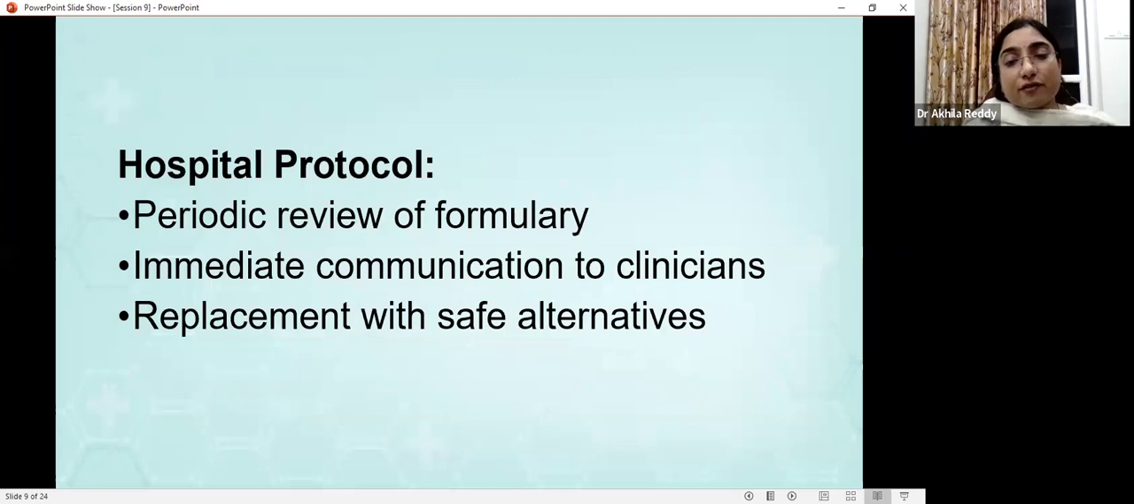That is periodic review of the formulary. We have gone through the drug formulary. Do you remember? That should be reviewed every 6 months. Do you remember or not? Do you remember the drug formulary? That was the first session I took.